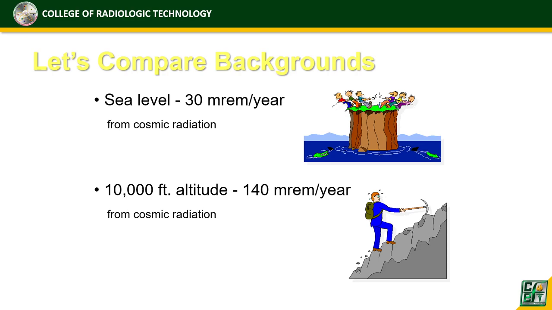Okay, so may kinalaman din yung altitude or yung lugar kung gaano kataas sa natatanggap na radiation ng isang tao every year. So, if you are living near the sea level, okay, you will be receiving 30 millirem per year from cosmic radiation. However, kapag naman ikaw ay 10,000 feet above the sea level, makakatanggap ka ng 140 millirem per year from cosmic radiation. Okay, so see the difference. The higher you are, the greater the amount of radiation that you will receive from the cosmic rays.